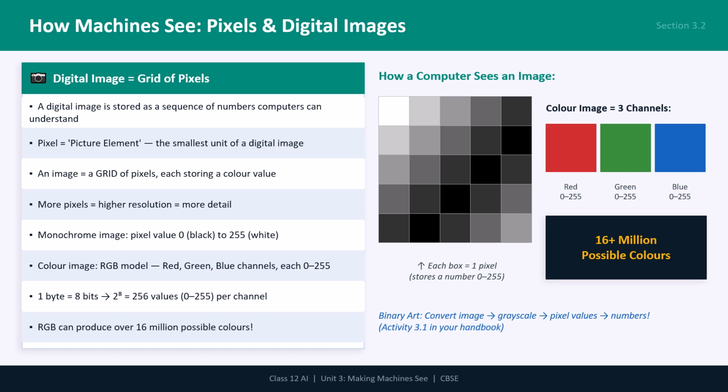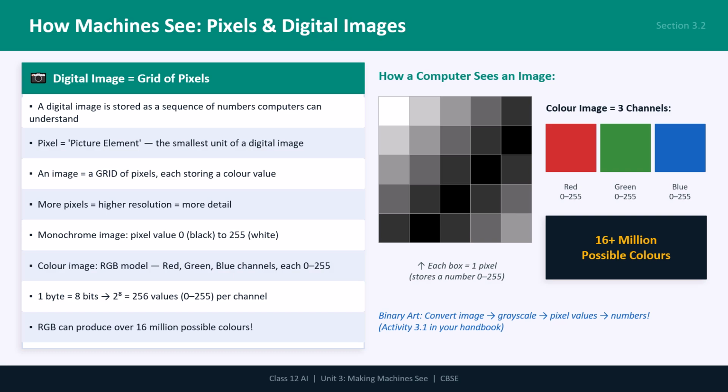For a color image, we use the RGB model, red, green, blue. Each channel stores a value from 0 to 255. Now here's the maths. 1 byte equals 8 bits. So 2 to the power 8 equals 256 values. Multiply 3 channels together, 256 into 256 into 256, and you get over 16 million possible colors. That's why your phone screen can show such rich, vivid images.